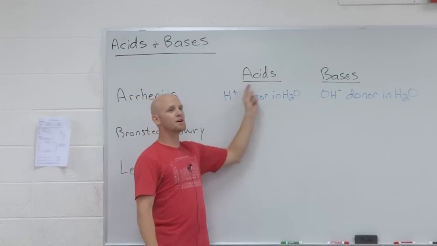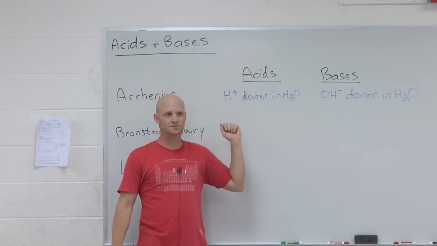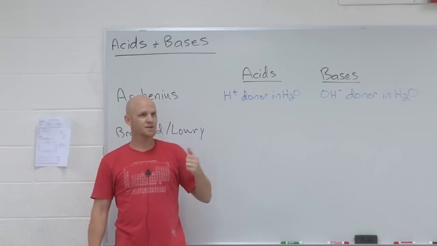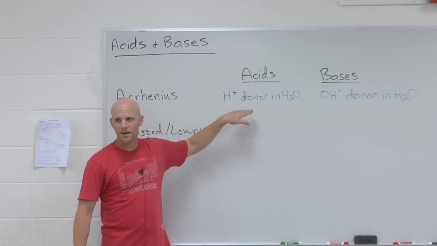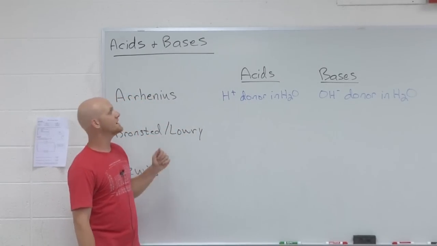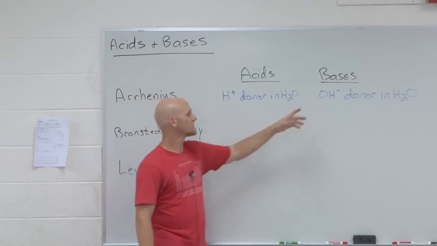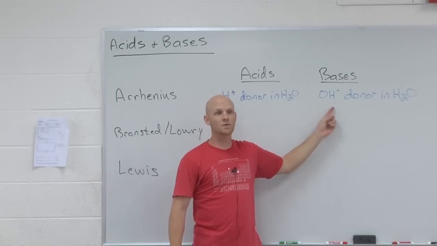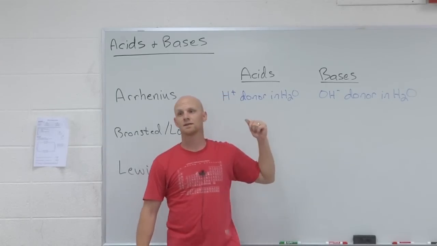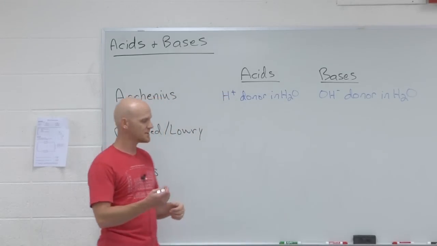And if you donate H plus in water, what do you get? H3O plus, hydronium. So in this case, another way to state Arrhenius' definition is to say an acid is something that increases the concentration of H3O plus hydronium in water, whereas a base is something that increases the concentration of hydroxide in water. So same difference.